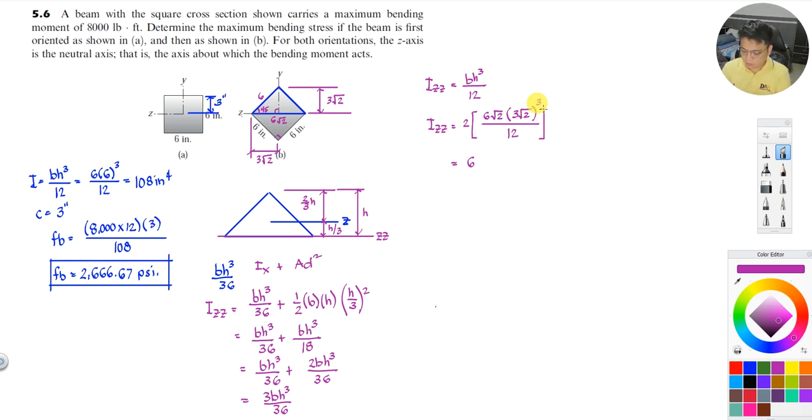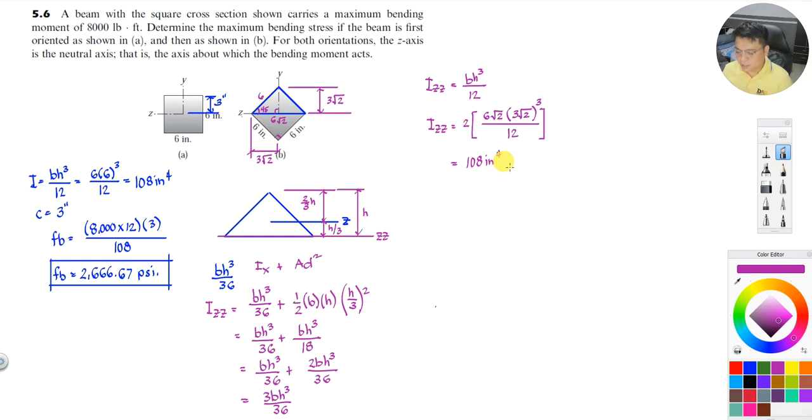Ulitin ko na nga lang. 2 times 6 square root of 2 multiplied by 3 square root of 2 cube all over 12. Okay, so I now have here, again, ilan siya? Ayun, nakita nyo, 108 pa rin. Okay. So, we can still have as here 108 inches to the fourth.